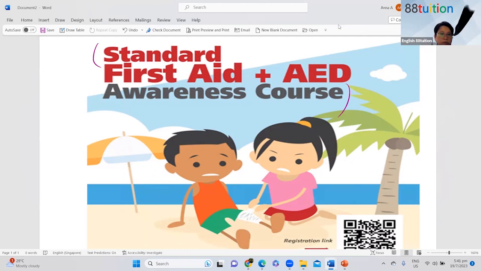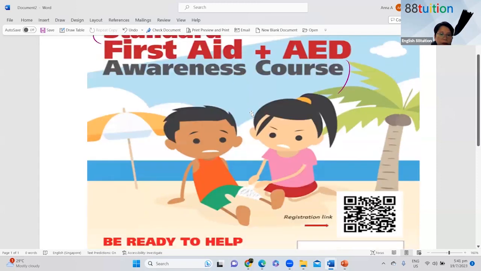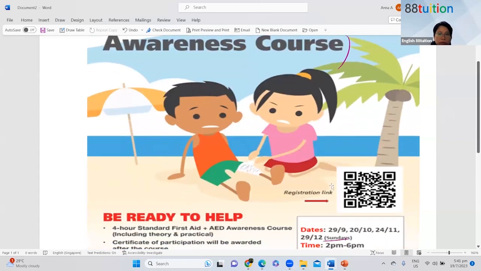Okay, let's go. So 5:40 already. So we look at the question. We look at the text first. All right. Standard first aid and AED awareness course, right? So you've got a registration link. Nowadays, the registration link mostly will be QR code. So you have to get yourself familiar with this.